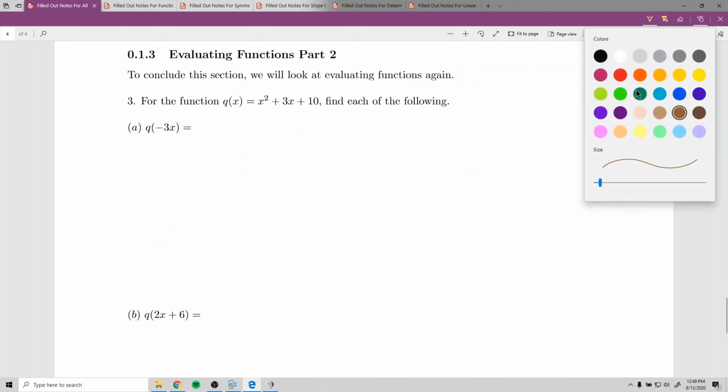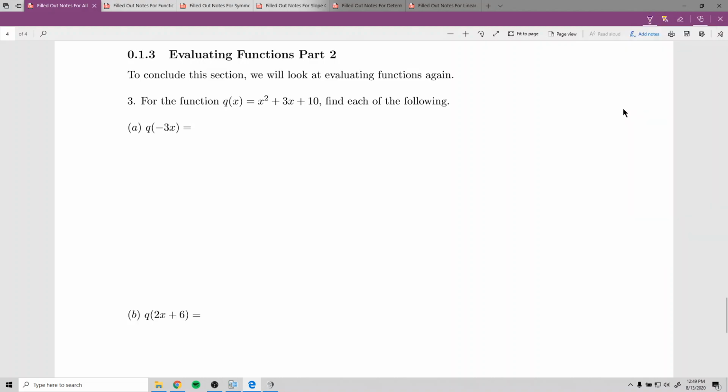All right, so the last thing here is evaluating functions. And we know how to just plug in numbers now. We talked a little bit before about plugging in things with x. But here we're going to have a more complicated function just because this is what some things are going to look like next section. Good idea to see it now. It says for the function q of x equals x squared plus 3x plus 10, find each of the following.